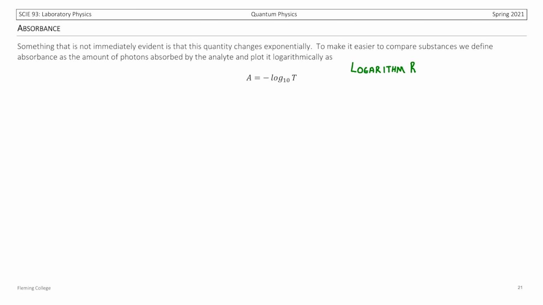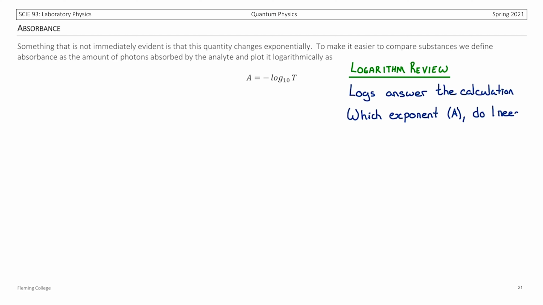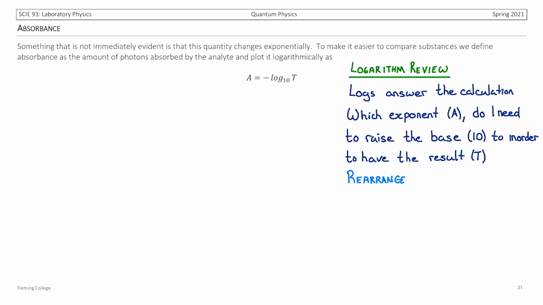We need to take a quick review. I'm not sure how comfortable you are with logarithms, but you need to understand that a logarithm answers the calculation: which exponent, a here, do I need to raise the base, 10 in our case, to in order to have a result of t? This is really just a rearrangement of the equation 10 raised to the exponent a is equal to t. And using logarithms is our way of applying something similar to algebra to solve for that value of a.